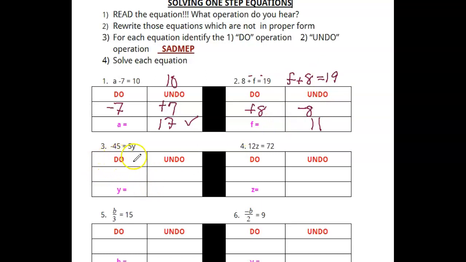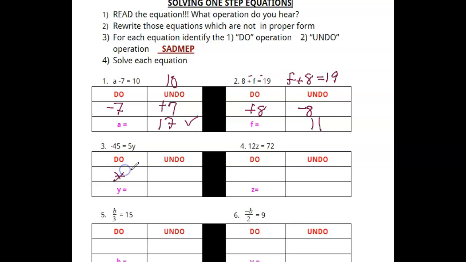The reading becomes really important when you're talking about multiplication and division. Most of us don't say this correctly. Most of us say this is negative 45 equals 5y. 5y is not an operation. This says 5 times something is negative 45. I don't really have to reverse this one. If you want to, you can. You can read it backwards this way. So it says 5 times something is negative 45.